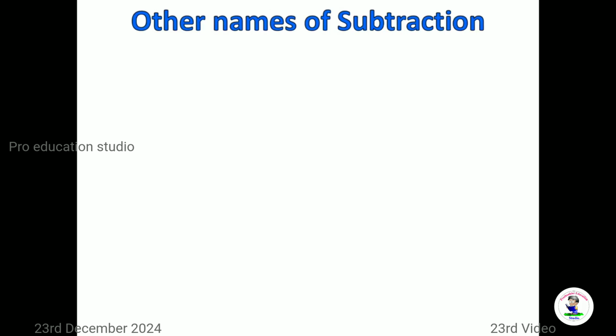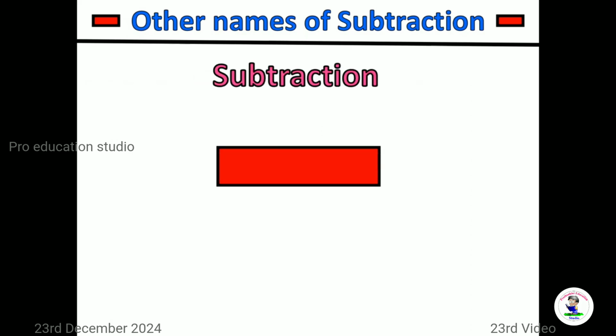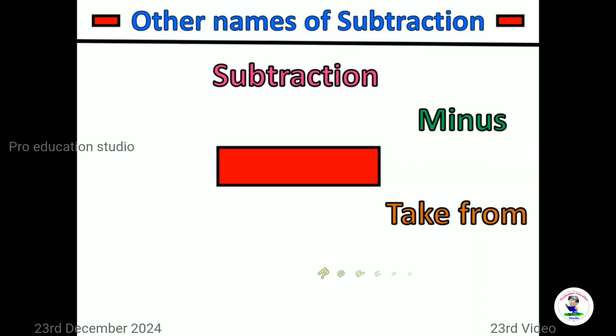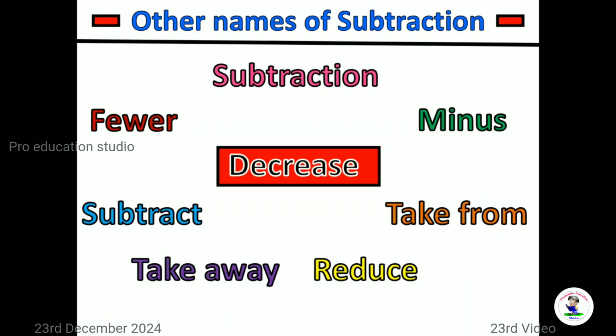Now we will see other names of subtraction. What are the other names of subtraction? I think you don't know. Let me explain. The minus we call subtraction, minus, take from, reduce, take away, subtract, and fewer. And the last one is decrease. In word problems, if you get minus, reduce or decrease, when they say like that, you should do subtraction there.